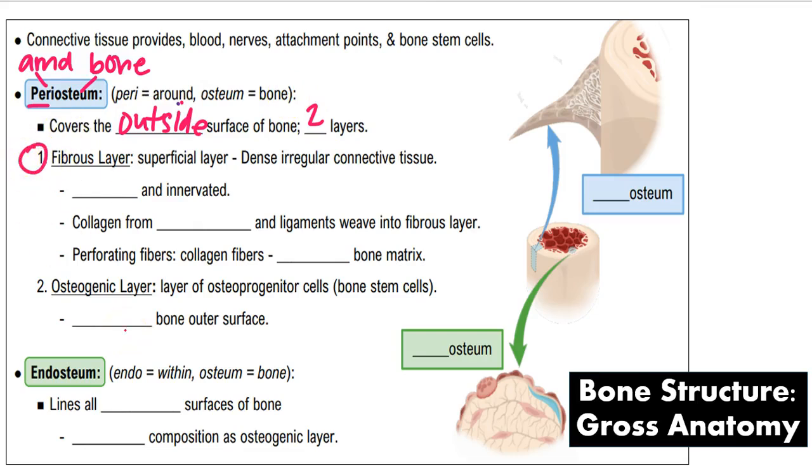So yes, it's going to be superficial. And guess what? It's made of dense, irregular connective tissue. It also has collagen, and it's going to be vascular and innervated. So it has those blood vessels and nerves, okay?